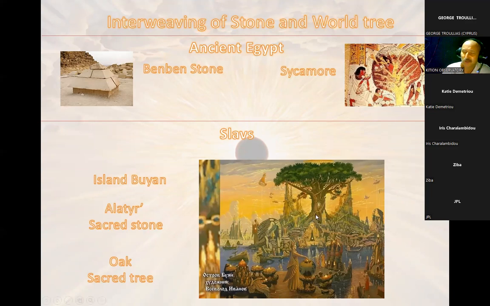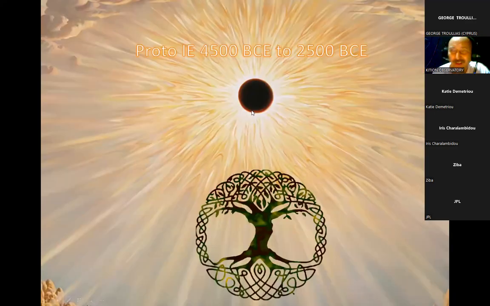So that's what we have, for example, in modern painting. This painting is definitely modern because you could see the round earth with Russia visible here. Well, so what do we have? Proto-Indo-European existed from 4,500 before Common Era till 2,500 before Common Era. After that, it decayed into many different branches.